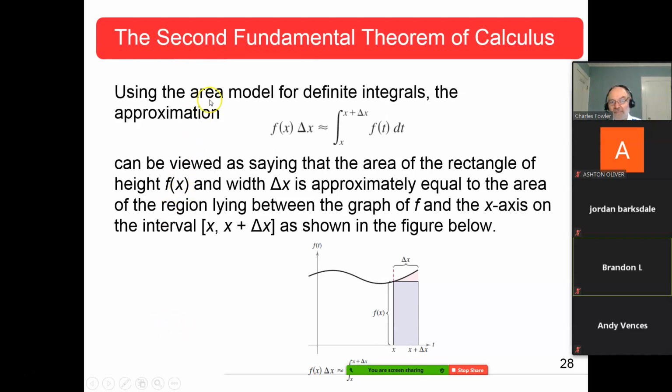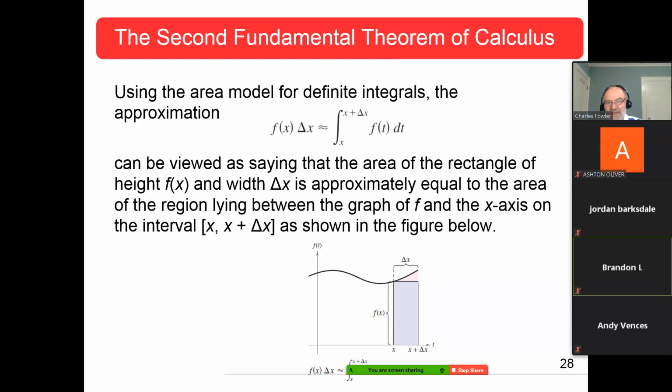Using the area model for definite integrals, this approximation, f of x times some delta x there, is going to be approximately equal to the integral from x to x plus delta x of f of t dt. Now, it seems like we've jumped another rabbit, but we really haven't gone that far.